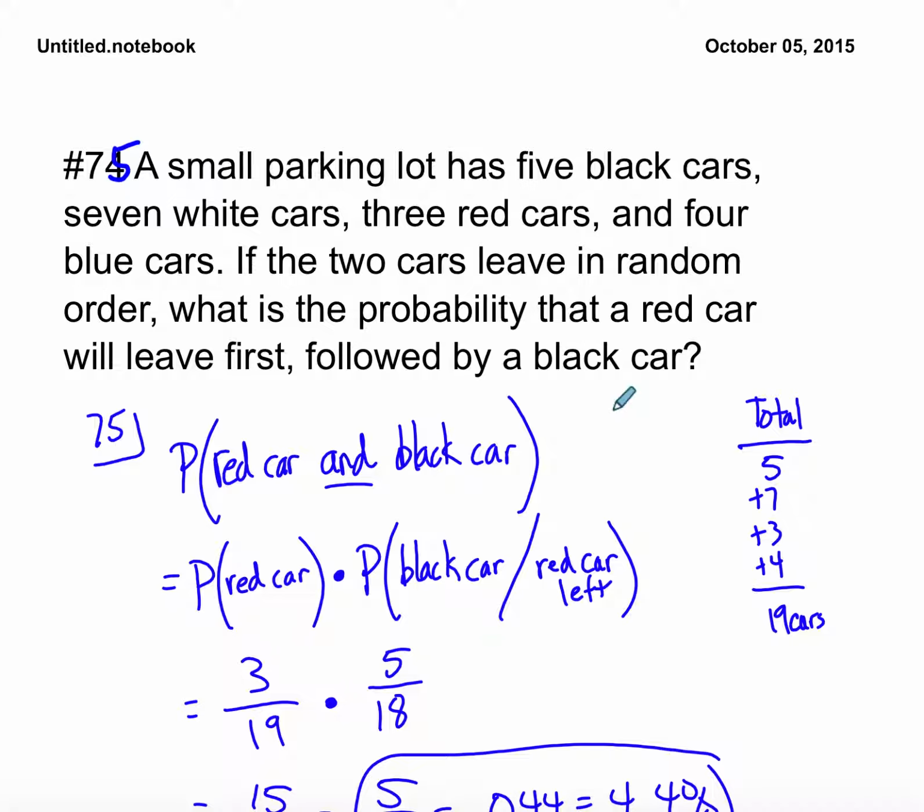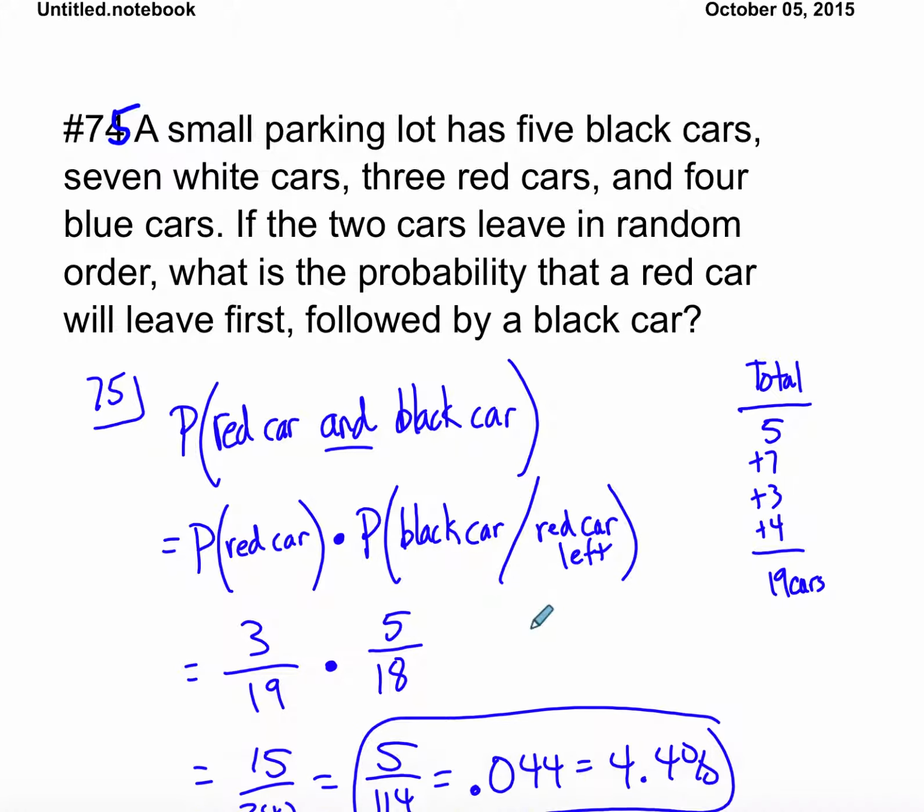If 2 cars leave in random order, what is the probability that a red car will leave first, followed by a black car? So we want to find the probability of red and black. The red is going to leave first, so we're looking at the probability of a red car times the probability of a black car, given that a red car has actually left. So there are, if we look up in here, there are 3 red cars. So there's 3. If I add 7 plus 5 plus 3 plus 4 together, I get 19 cars in the lot.